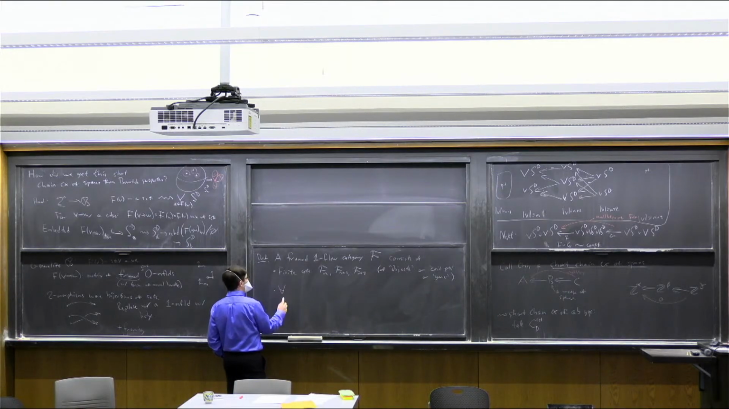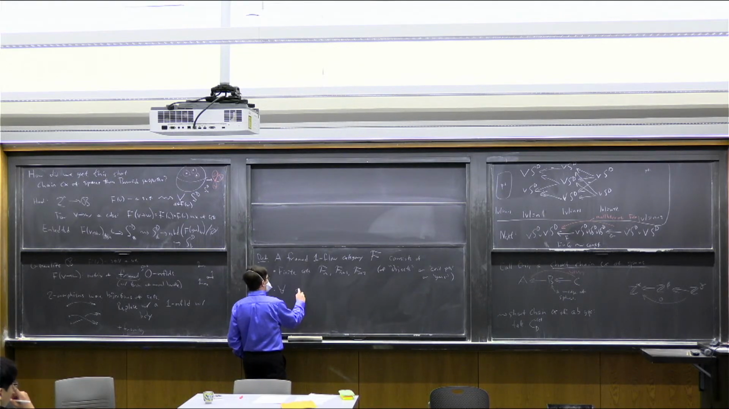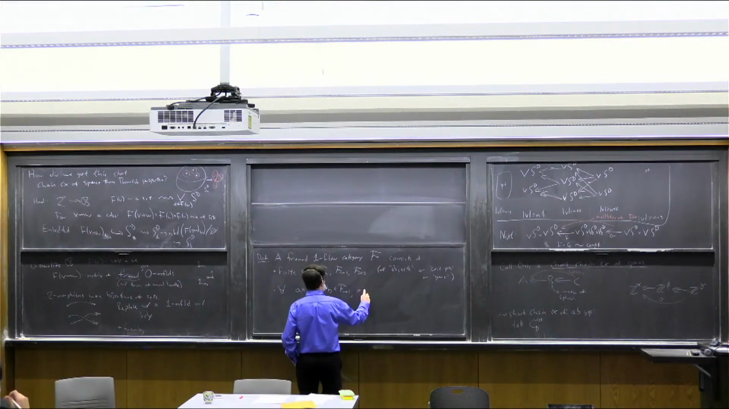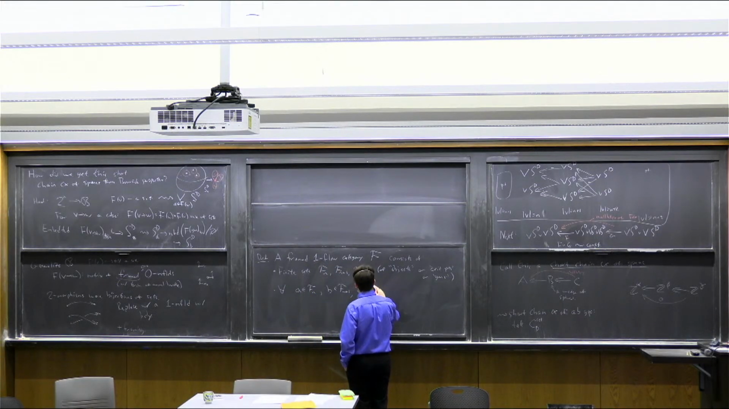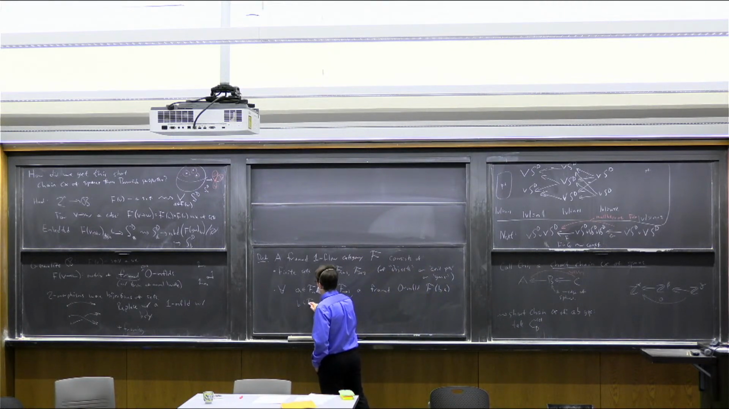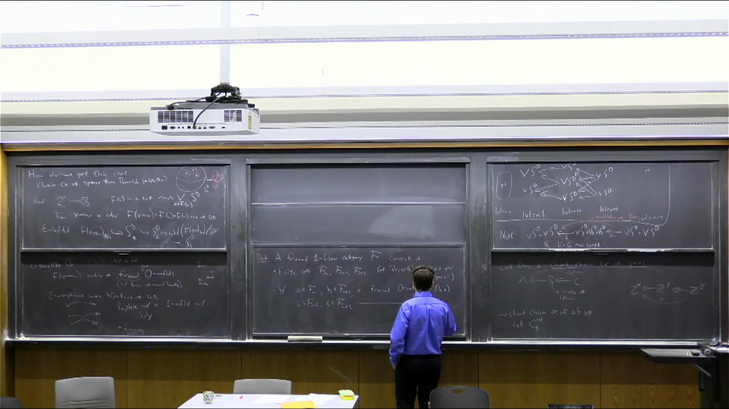For every pair A in Fn and B in Fn plus 1, a framed zero manifold f of BA. And also for every B in Fn plus 1 and C in Fn plus 2, a framed zero manifold f of CB.